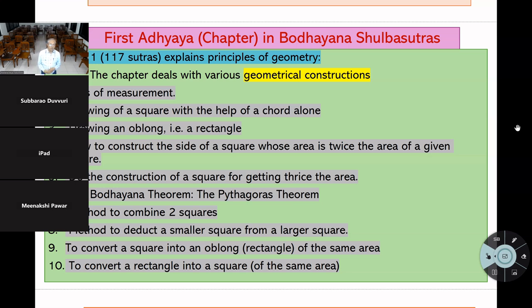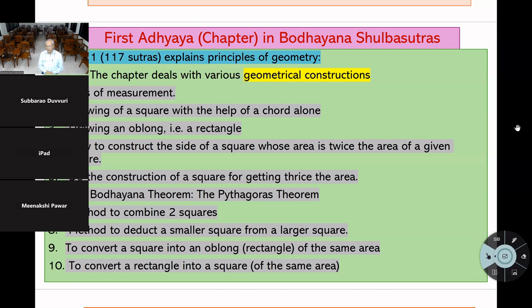Now this is an important question. How to construct the side of a square whose area is twice the area of a given square. So if I have one square, I want a larger square, and the area of that square should be twice the area of the given square. How do you construct that?